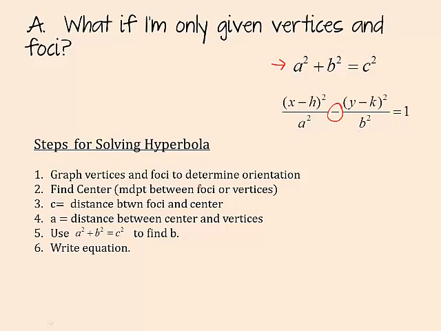So steps to take. First thing you're going to do is graph the vertices and the foci to determine the orientation of your graph. Find the center. The center is going to be the midpoint between either the foci or the vertices, not both. You're just going to find the midpoint between them. Then you'll find c, the distance between the foci and the center. And then a will be the distance between the center and the vertices. Use a squared plus b squared equals c squared to find b. And then write your equation. That's all you have to do.